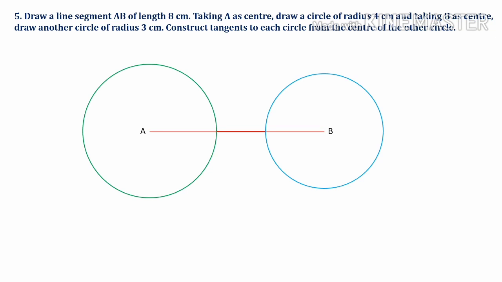So we are asked to construct tangents from A to this blue circle, and A is the center of the green circle, and again from B to the green circle, and here B is the center of the second circle. So let's take one by one. If you consider one circle, that is this green circle with center A, B is an external point.